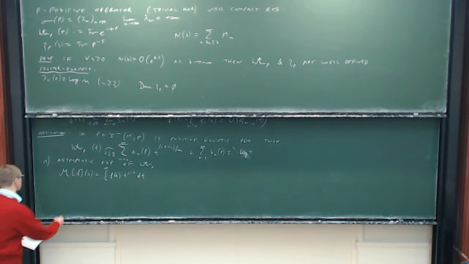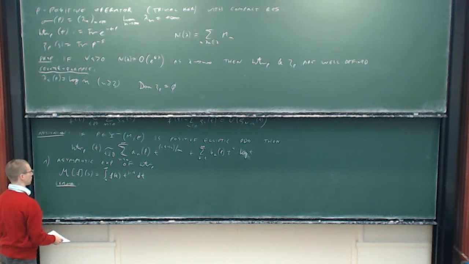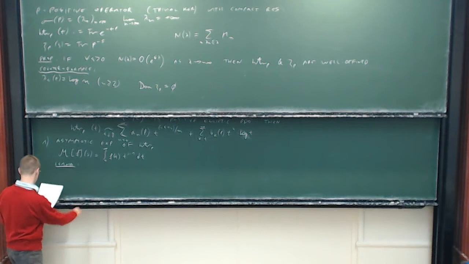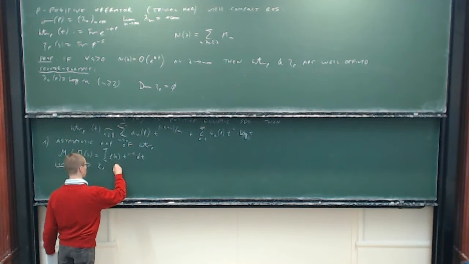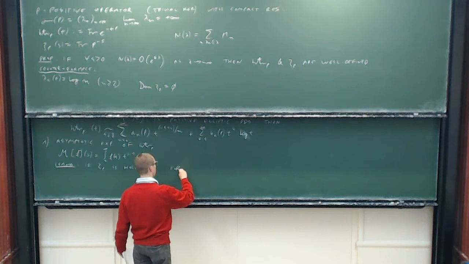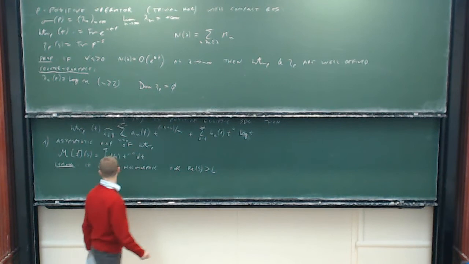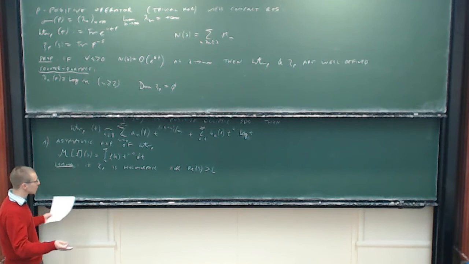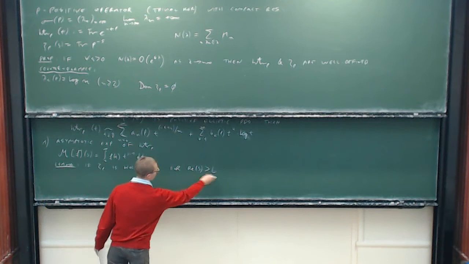Let me start with a lemma which holds in this very general context of unbounded operators. So if your zeta function is holomorphic, say, for real part of the argument greater than some number. In general, it's a generalized Dirichlet series, so it will not have a radius of convergence, but an abscissa of convergence. So it's holomorphic for real part of the argument to the right. Okay, then.